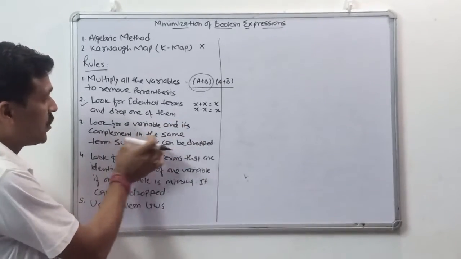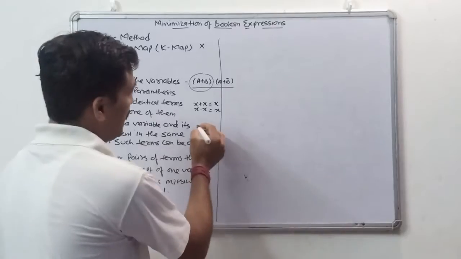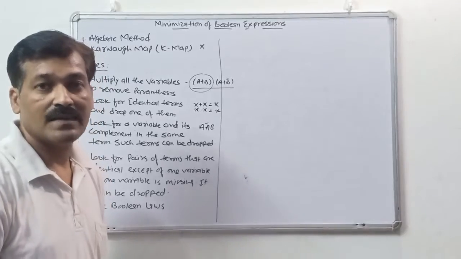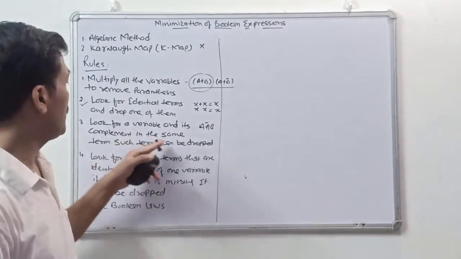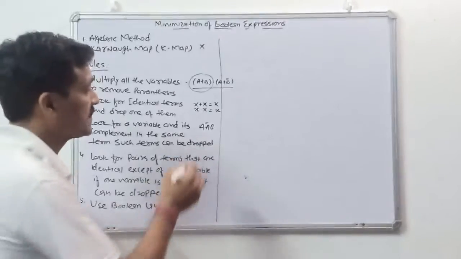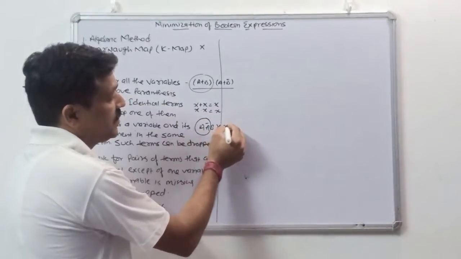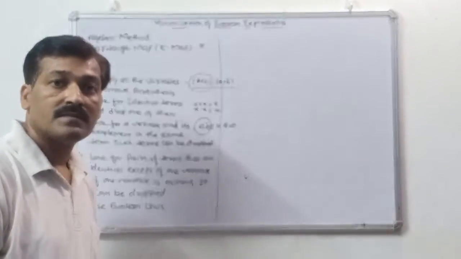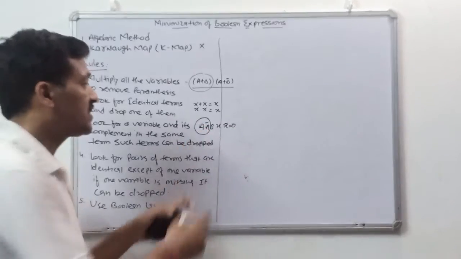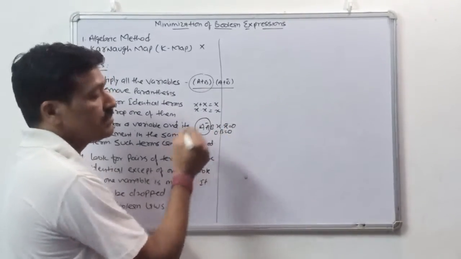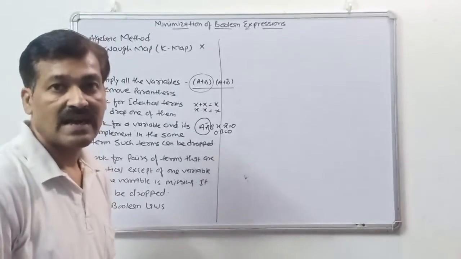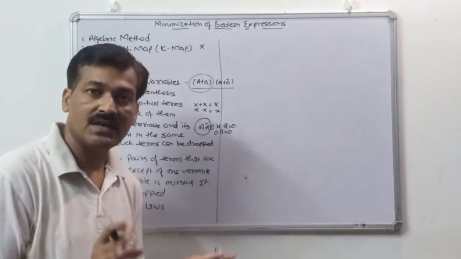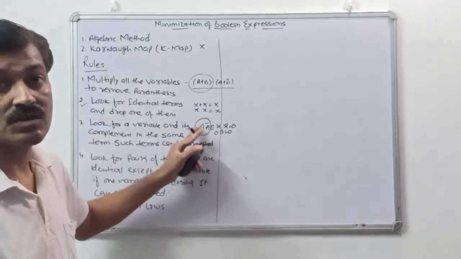Third, look for a variable and its complement in the same term. If a term is a bar b, a variable and its complement in the same term, such terms can be dropped. Here it is multiplication, and we know x into x bar equals 0 as a complementarity term. So x into x bar equals 0, and 0 into b equals 0. x into 0 equals 0. So such terms can be eliminated, can be dropped. We have to identify these terms also.